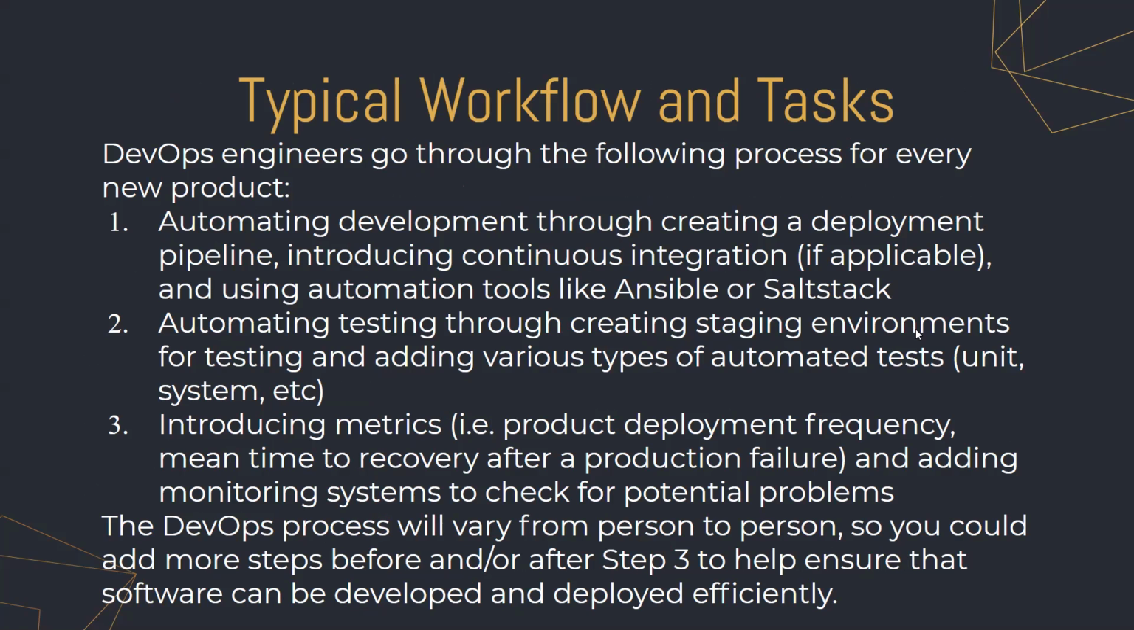So DevOps engineers typically go through the following process for every new product that they work on with their teams. First, they'll automate development through creating a deployment pipeline. And they'll also introduce continuous integration, which is just the practice of having developers integrate their code into a repository multiple times per day. And the integrated code would be checked by automated tests, if that makes sense. But that might not be applicable with every DevOps pipeline. And they might also introduce automation tools like Ansible or Saltstack.